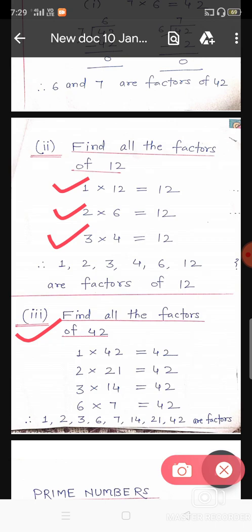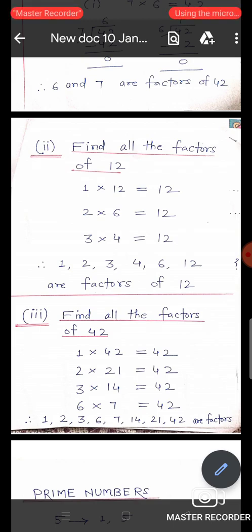Find all the factors of 42. Then what do we have to do? Simple. First, 1 and 42. Yes, because 1 and the number itself. So 1 into 42 is 42. Second, we can write 2 into 21 also 42. 3 into 14 also 42. 6 into 7 also 42. So 1, 2, 3, 6, 7, 14, 21 and 42 are factors of 42.